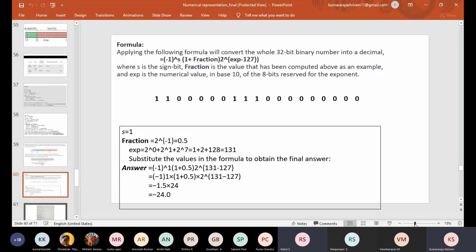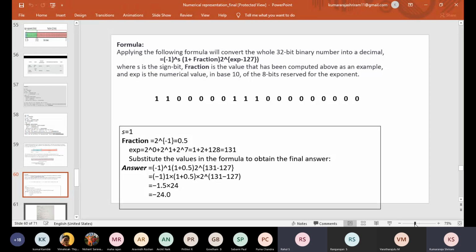The 2 power minus n, where n is the position of a fraction part having 1 as the number. So 2 power 0 has 1, 2 power 1 has 1, and 2 power 7 has 1. So let us add over this. 2 power 0 plus 2 power 1 plus 2 power 7, we get 131. So that is the exponent value of 131.